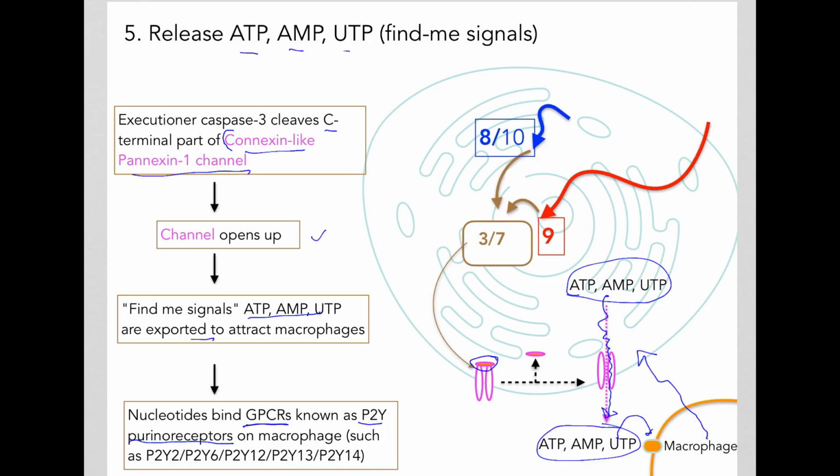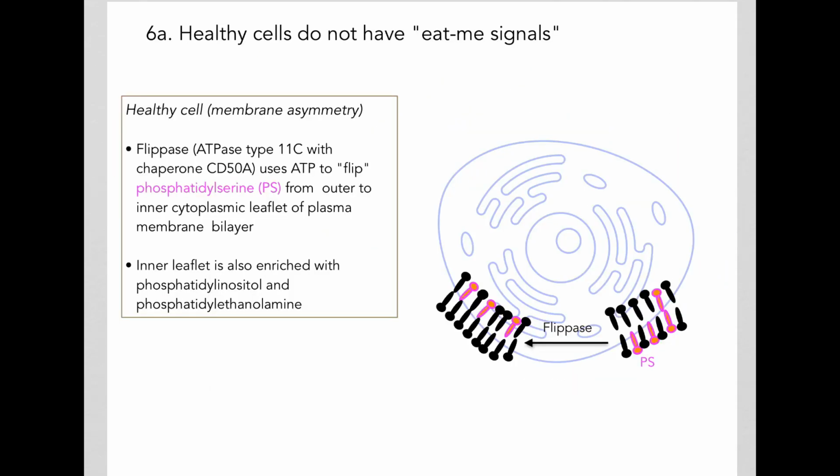There are several of these receptors, so this binding will attract the macrophage towards the cell that is dying by apoptosis. Now, besides find-me signals, there are also what we call eat-me signals. These are signals that tell the macrophage, I'm a cell that's dying, eat me up. Now, one very important eat-me signal is phosphatidylserine. And we talked about this under amphiphilic lipids. So phosphatidylserine is an important eat-me signal.